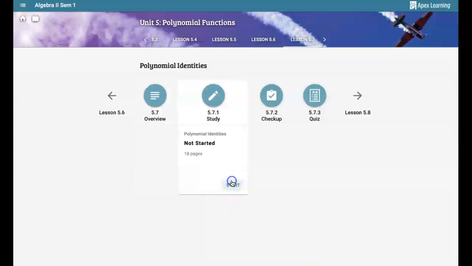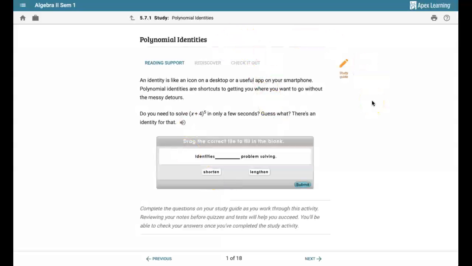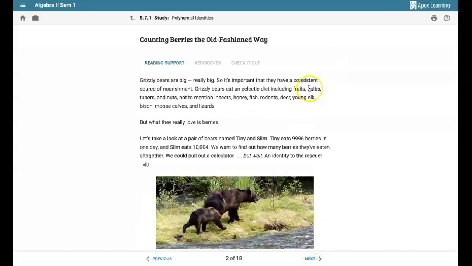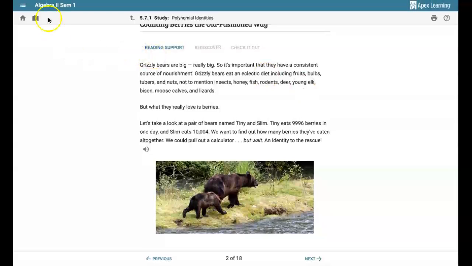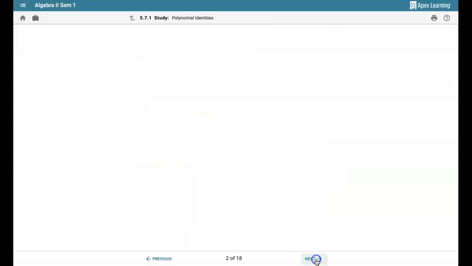For polynomial identities, an identity is like an icon. It gives you a shortcut for getting to what you want, a final end thing. So it shortens problem solving. Looking here, this is an example about counting grizzly bears. They have to have a certain amount of food, and we're figuring out how much they eat. We could either pull out a calculator or we could use an identity.